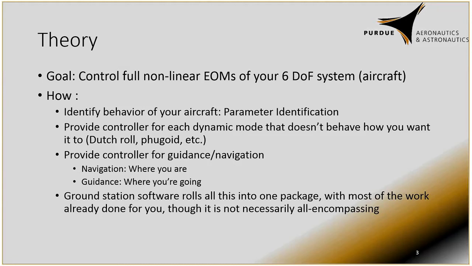So you identify this behavior with a process called parameter identification. You won't really have to do that a whole lot in this, but in the real world, that's a very real thing that happens. So you provide a controller for each dynamic mode. You've got Dutch roll, phugoid, short period, spiral mode, all those kinds of things that you need to control to have an aircraft that's stable all the time with no human intervention. You then provide a controller for the guidance and navigation: nav is where you are, guidance is where you're heading. The ground station does a really good job of putting this all into one package.